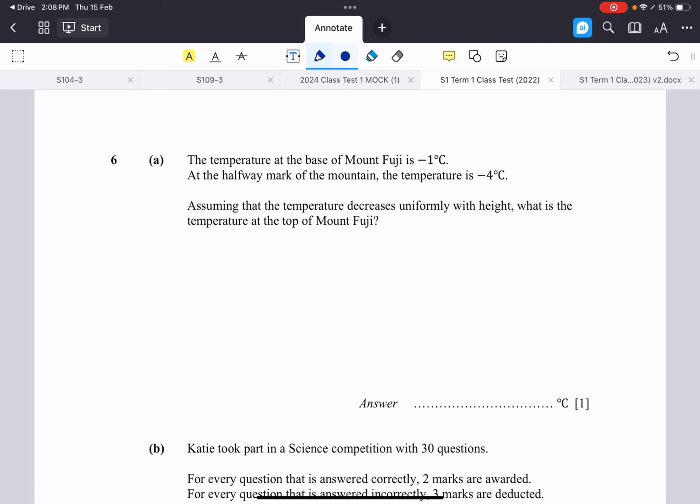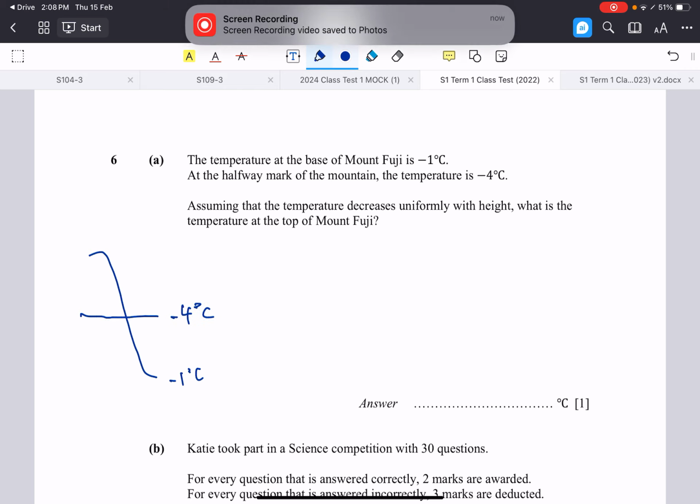Right? So what happened? We have this scenario here. Let me just imagine. At the base here, we have -1 degrees Celsius. Somewhere in the middle, we have -4 degrees Celsius, right? So what happened is that now they want us to find the temperature at the top.